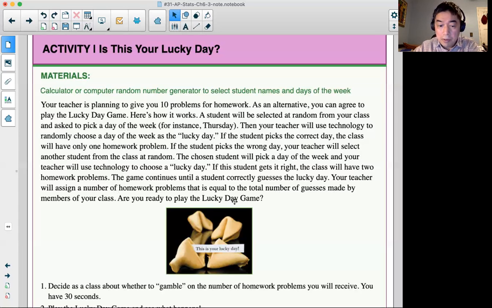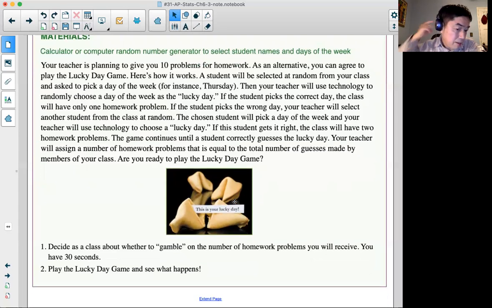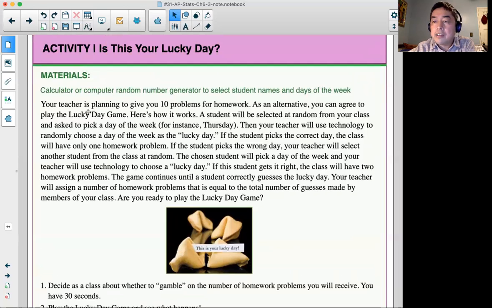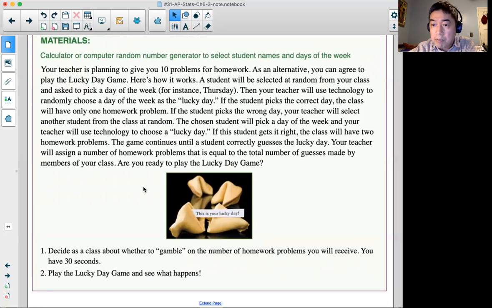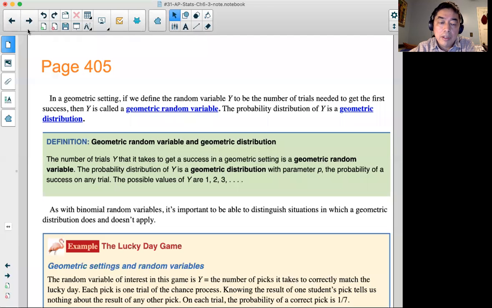By the way, I won't give you this type of gamble. Anyway, just think about it. The next example is based on this. Just think about the probability of choosing the right day. Out of 7, only 1 is the lucky day, right?